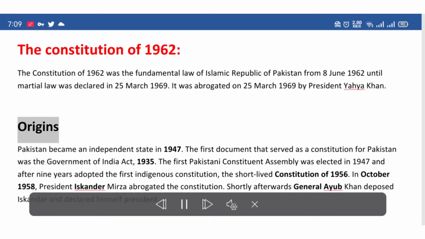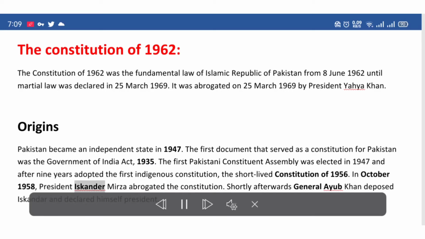Origins. Pakistan became an independent state in 1947. The first document that served as a constitution for Pakistan was the Government of India Act, 1935. The first Pakistani Constituent Assembly was elected in 1947 and after 9 years adopted the first indigenous constitution, the short-lived Constitution of 1956.